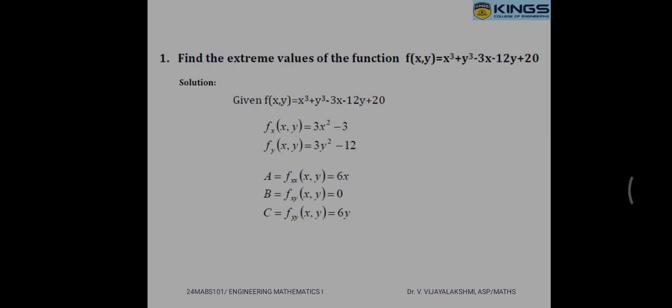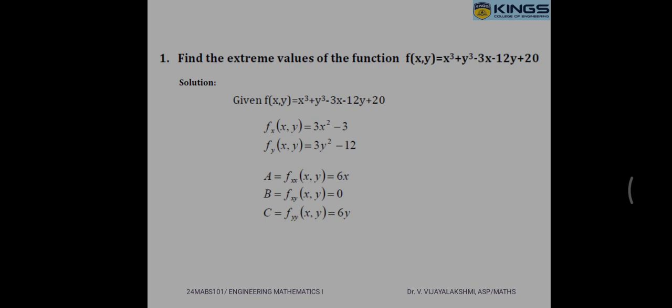And denote the term fxx as a, fxy as b, and fyy as c. For fxx of xy, fxx means partial differentiation of fx with respect to x. So already we found that fx equal to 3x square minus 3. Then fxx means differentiation of fx with respect to x. For 3x square, differentiation of x square is 2x. Already we have 3, so 6x. And minus 3 is a constant, so 0.